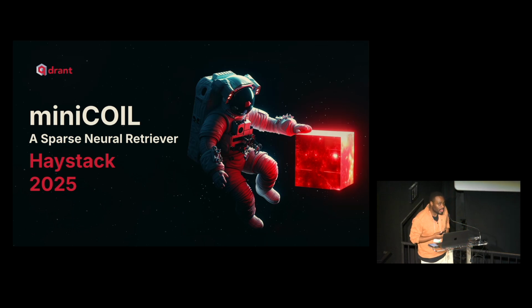So today I'm going to be talking about a new brainchild that Quadrant is going to be releasing. And this is part of our effort to start releasing our work earlier on in the process. So MiniCoil isn't even available on Fast Embed, but it is available on our GitHub, so you can go check it out, play around with it, benchmark it, see what works for you and what does not.